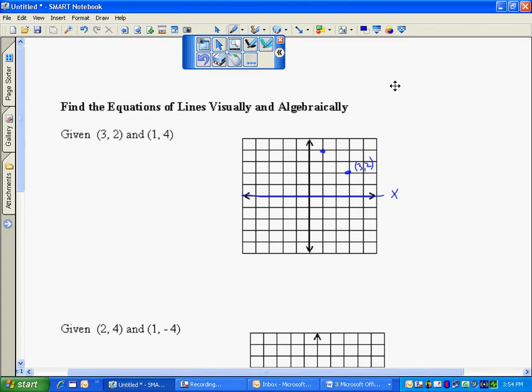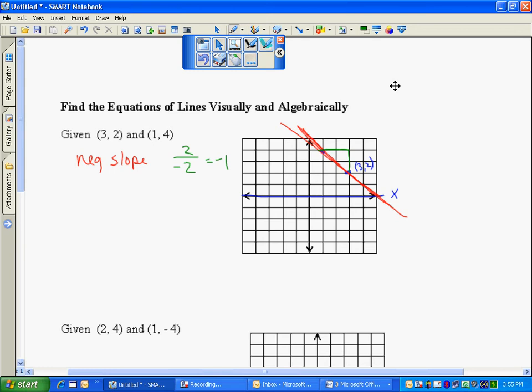Taking a look at the line that connects these 2 points, I can already tell a couple things. It looks like my slope is negative. And if I want, I think I can find it again by counting my rise and run. I rose 2, ran 2, but notice I went in the negative direction. So I rose 2, ran negative 2. So it looks like my slope is equal to negative 1.